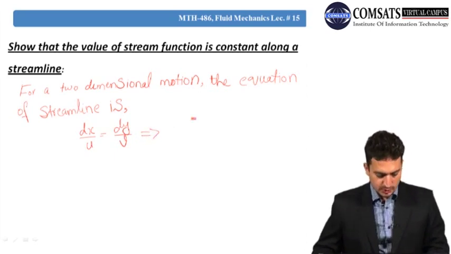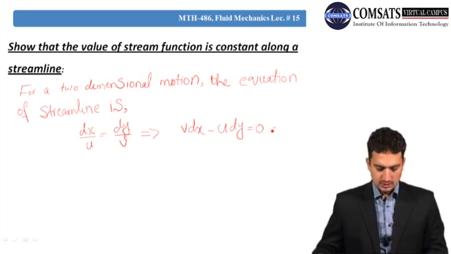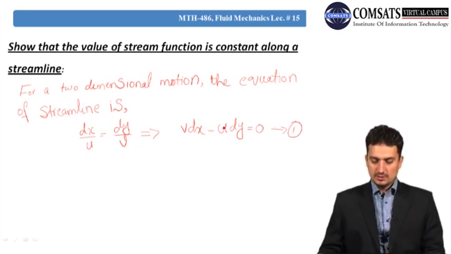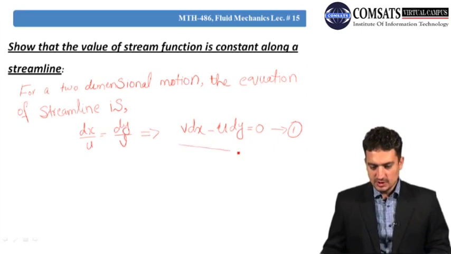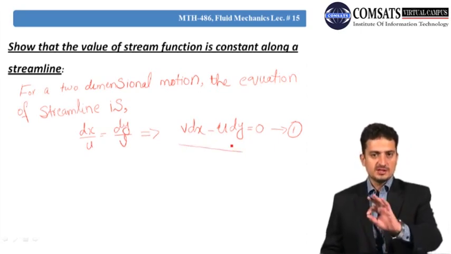From this equation we can write it down as v dx minus u dy equal to 0, and we name it equation 1. Simply cross multiplying u and v, we obtained this equation 1. Now let's leave it here. This is the equation of streamlines, keep this in mind.